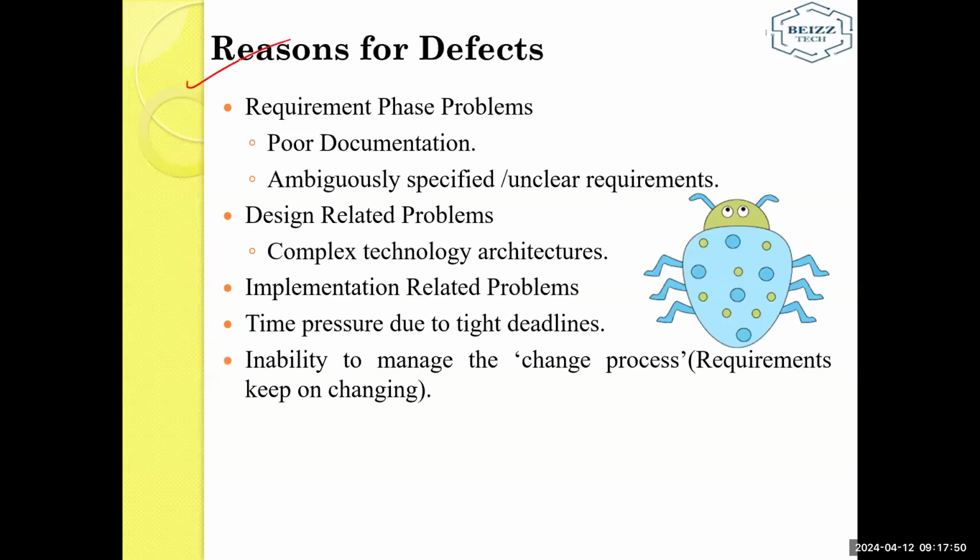So what could be the reasons for a defect? See the very simple point. There might be issues with the requirement, so poor documentation, ambiguously specified or unclear requirements, guys. Design related problems could be there. Implementation related problems, time pressure due to tight deadlines, or inability to manage the change process. Means sometimes there is a possibility that the customer is changing his requirement again and again. In that case also, we might get some defects in a software application. So these are the common reasons for a software defect, right?